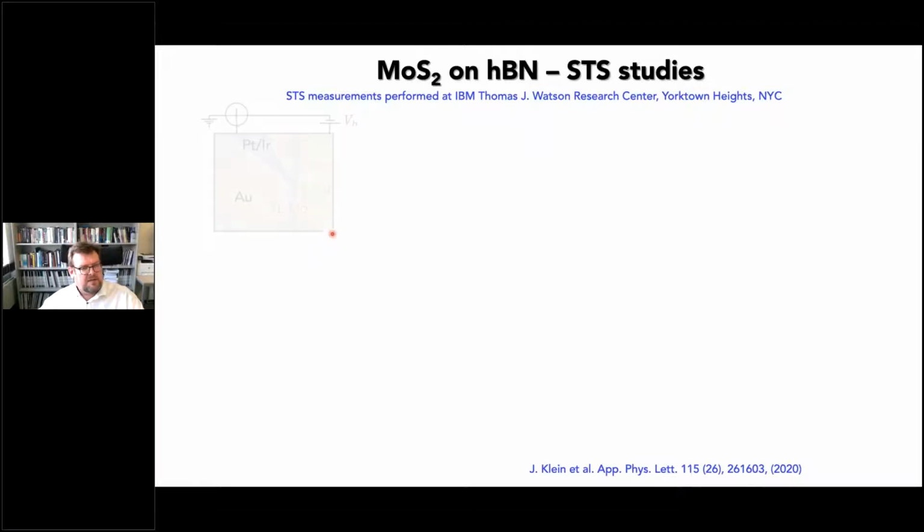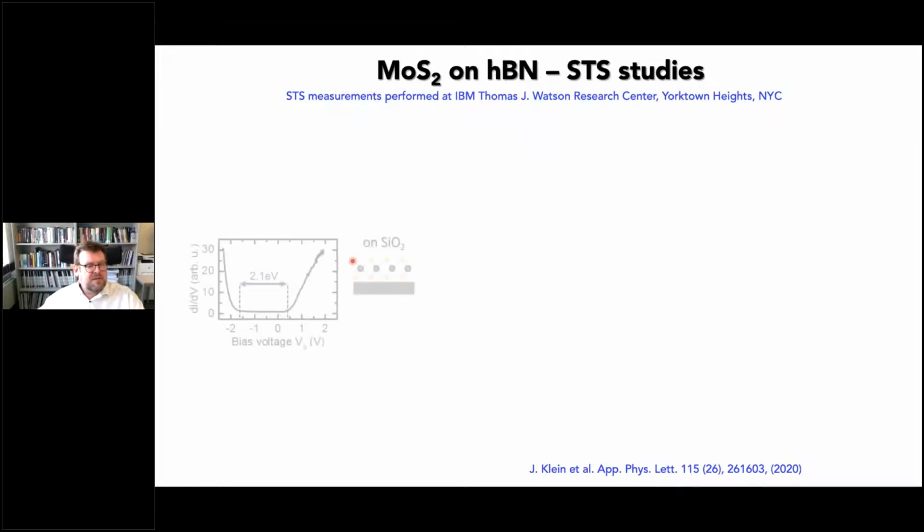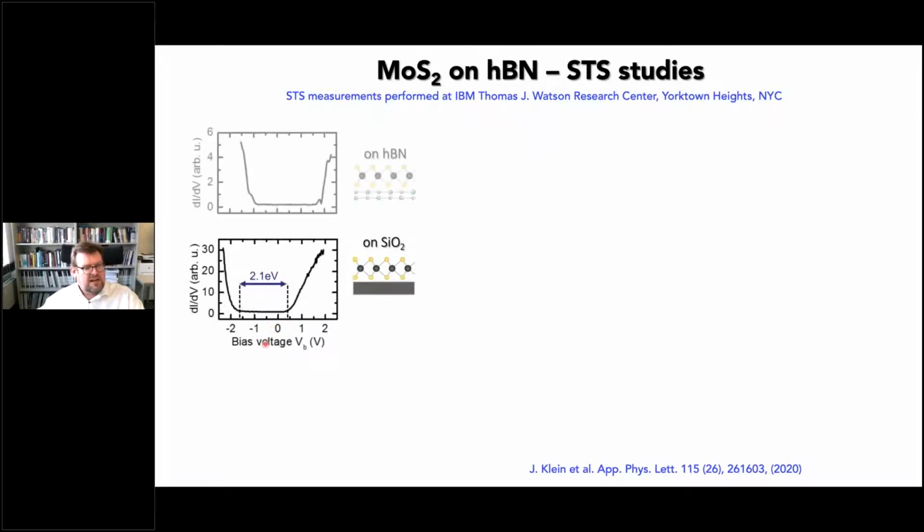And what one does, one has essentially a contact underneath, so you can come with an STM tip and look at tunneling spectroscopy. If you do this for a sample which is sitting on silicon dioxide and it's contacted at the side with graphene, then you can measure the density of states by varying the tip voltage relative to the molybdenum disulfide. And you see nicely it's a semiconductor. It has a band gap. The size of the band gap is about 2.1 electron volts. And you also see the potential relative to the tip.